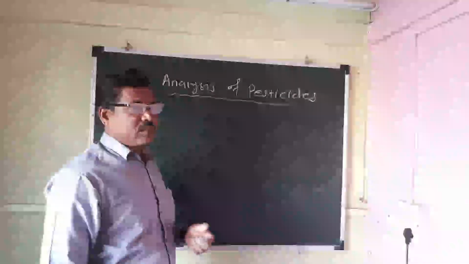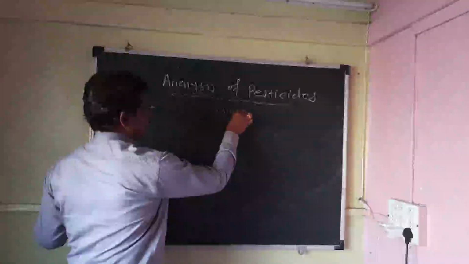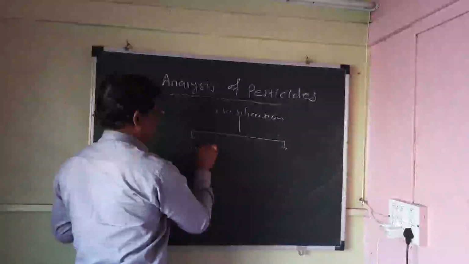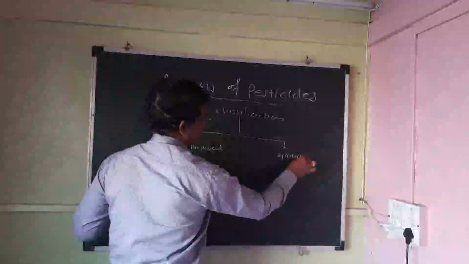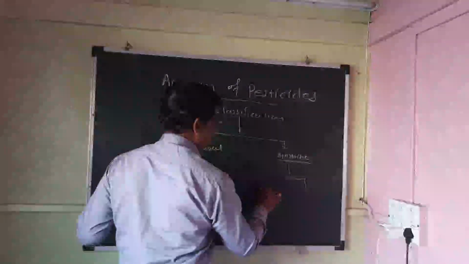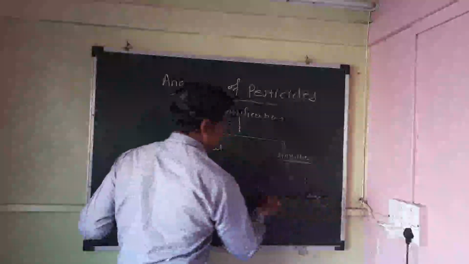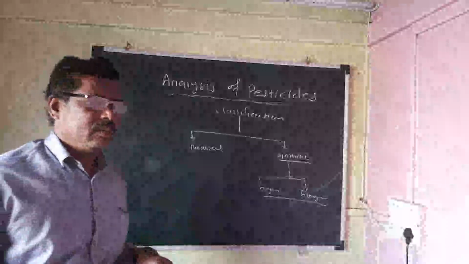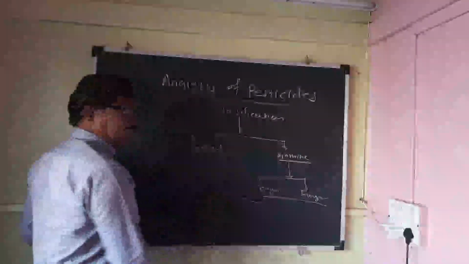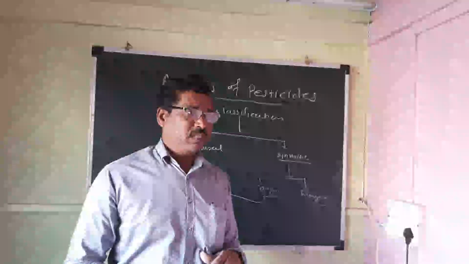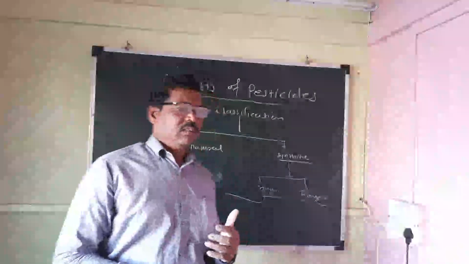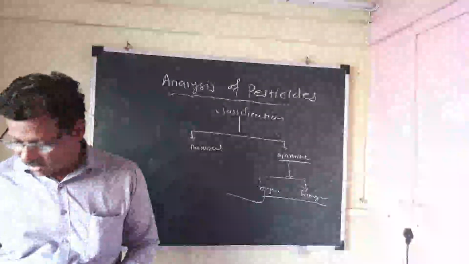Now the classification of pesticides: natural pesticides and synthetic pesticides. In synthetic, there are two types, organic and inorganic. The organic pesticides include organochlorines, that is chlorine containing pesticides like gamexine, organophosphates like malathion, carbamates containing sulfur, and synthetic pyrethroids. These are the types of pesticides.